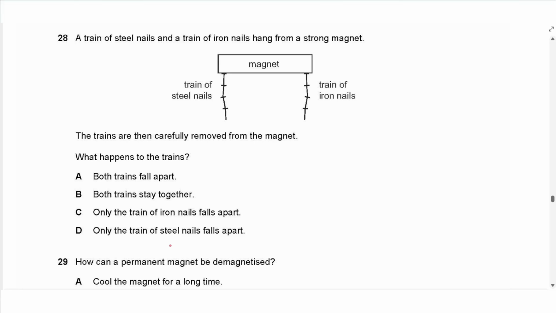Question 28 says a train of steel nails and a train of iron nails hang from a strong magnet. The trains are then carefully removed from the magnet. What happens to the trains? So steel is a hard magnetic material which retains its magnetization, so they will still be attached. But iron is a soft magnetic material, so they will fall apart. So both trains fall apart? No. Both trains stay together? No. Only train of iron falls apart? Yes. Not steel because it's hard magnetic material, so we choose C.